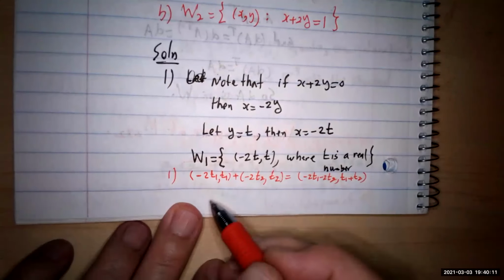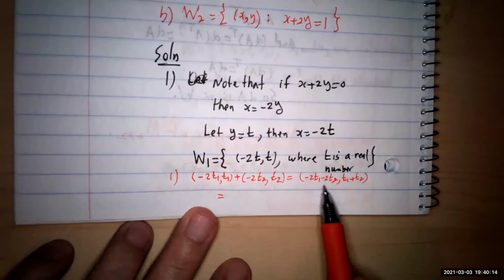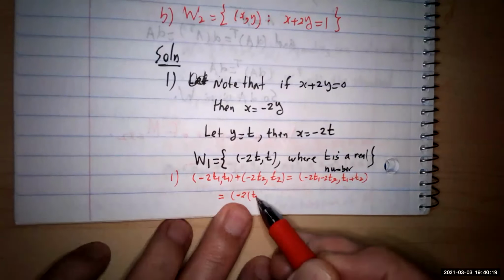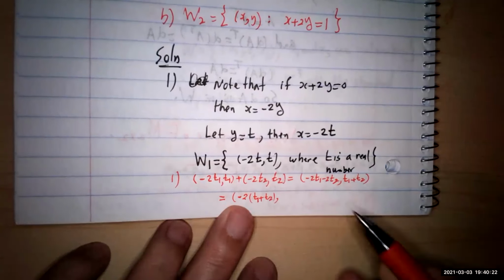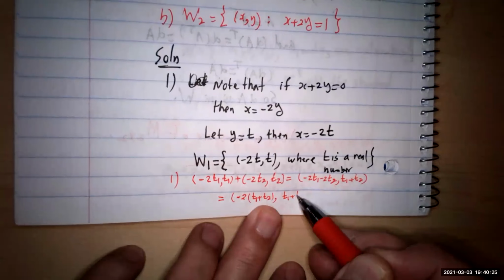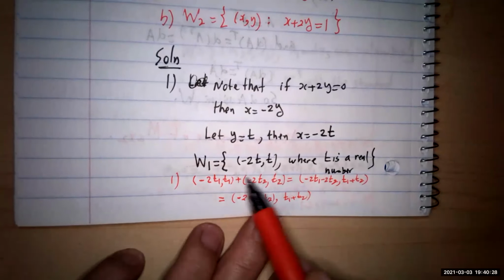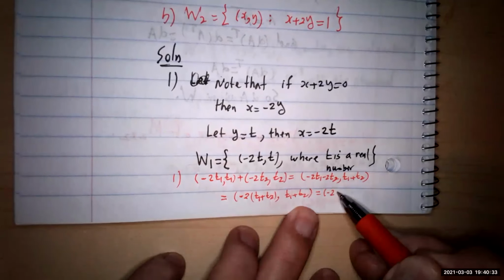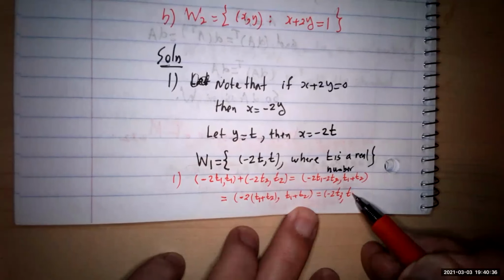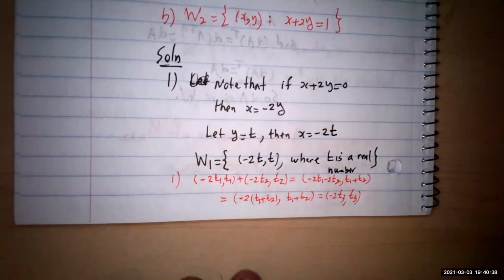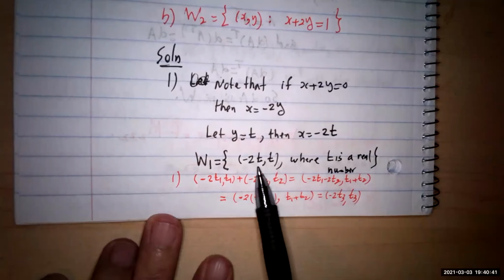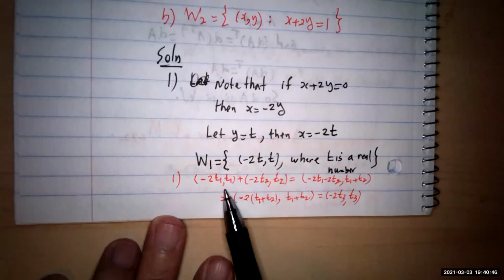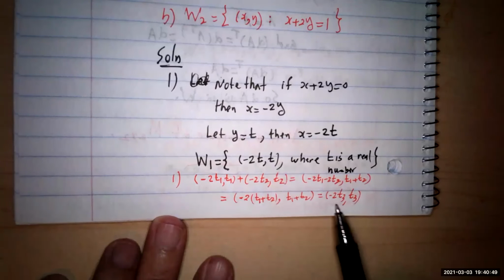If we keep going, we can factor out the negative 2 here. So the result would be (negative 2 times (t1 plus t2), t1 plus t2). You see, you get the same type of member. We can call this one t3 if you like: (negative 2t3, t3). It's the same kind of member. You see the members negative 2t, t. These are the members of W1. So we add two of these members and we get the same one.